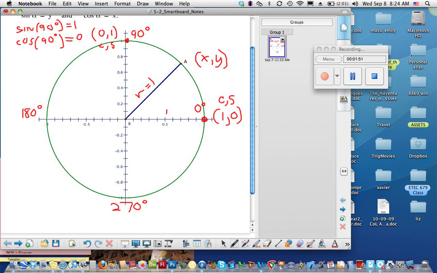Okay? Coming along, is that starting to make sense? I hope so. If not, ask your neighbor for a little bit of help.